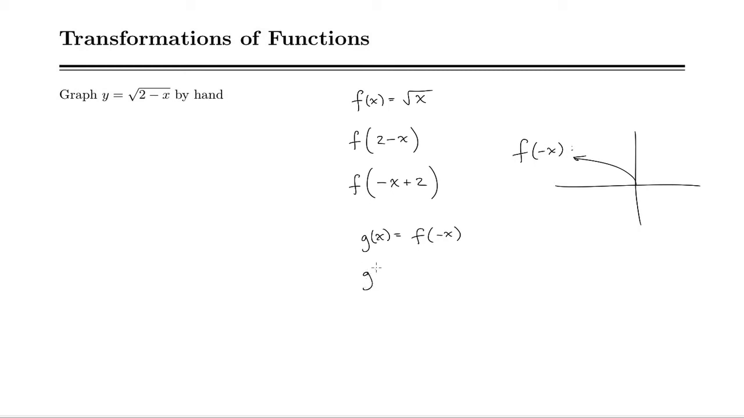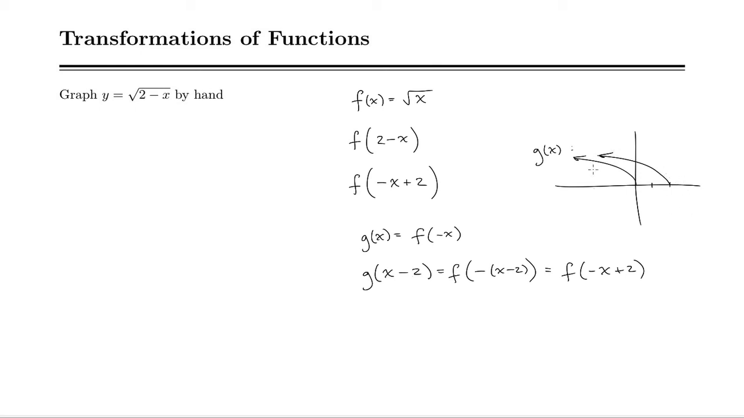So g of x minus 2 is f of negative x minus 2, which is f of negative x plus 2. And that's what we're looking for, right? So we're going to take our function g of x, which was this thing here. I called that g of x. And we're going to shift it to the right 2, because that's what that is.